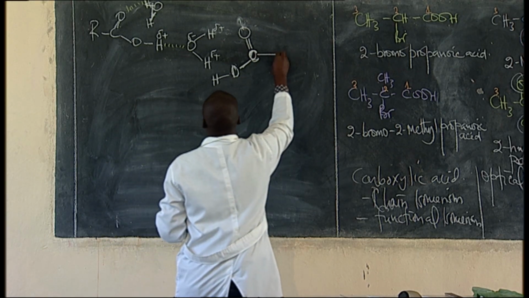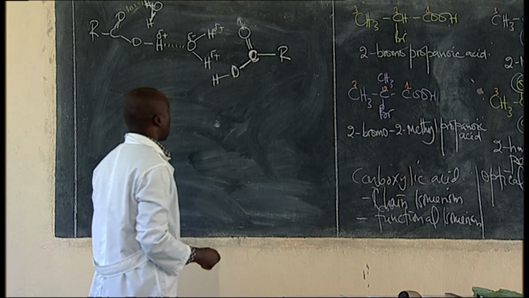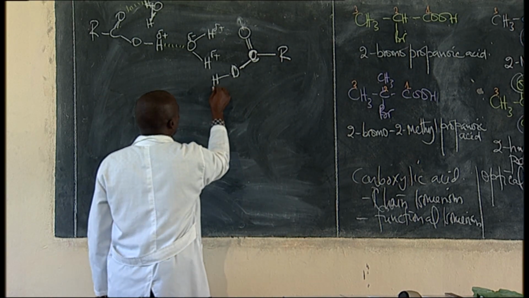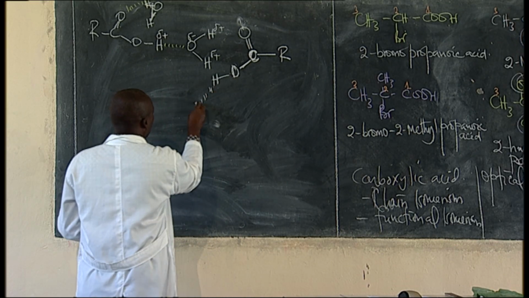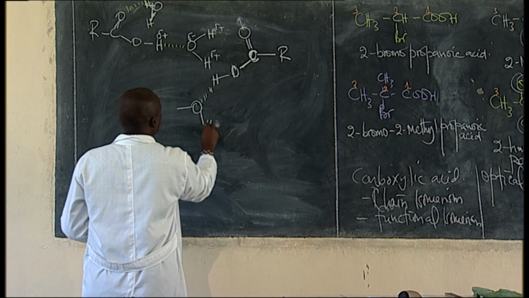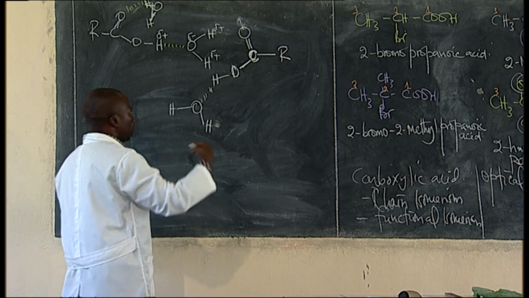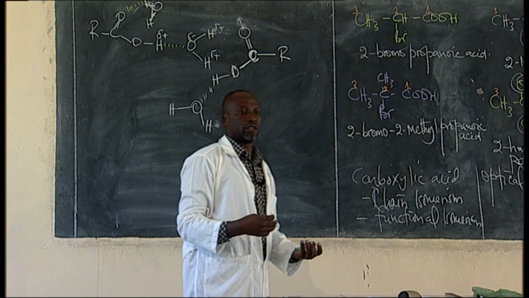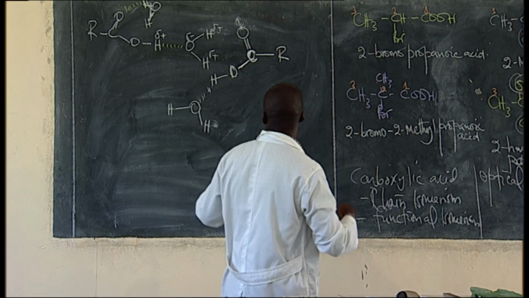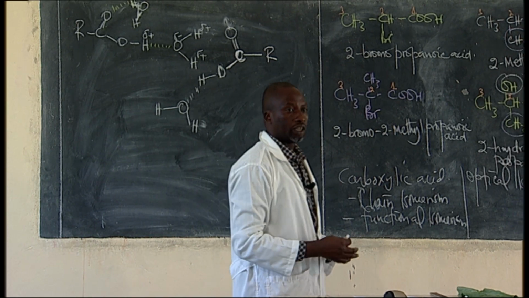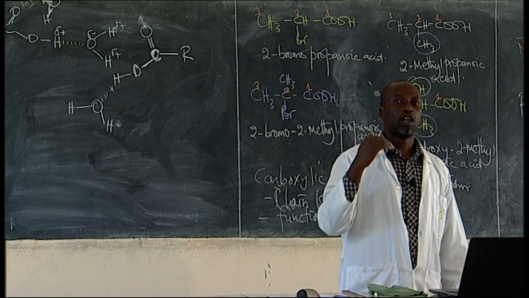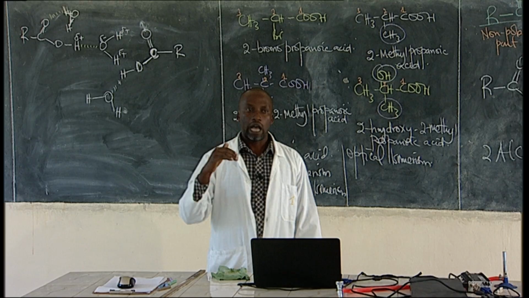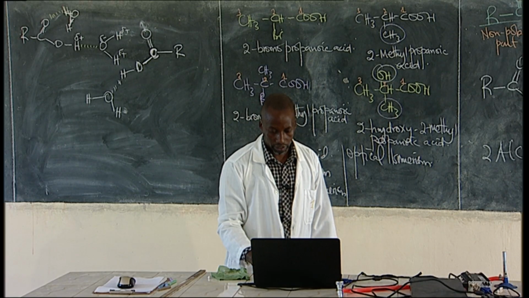So this is another carboxylic acid. This one can also associate with another water molecule. You may have another water molecule being associated. So many hydrogen bonds can be formed, and molecules that are able to form hydrogen bonds are soluble in water.